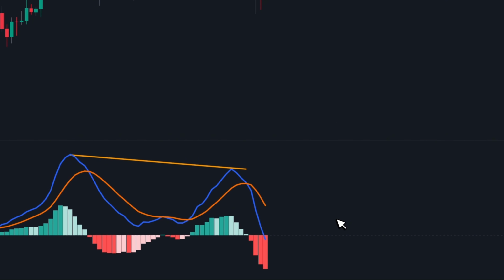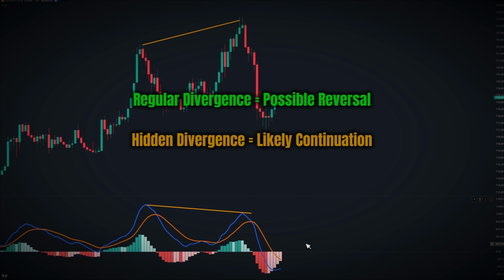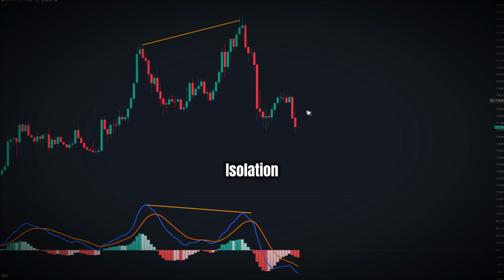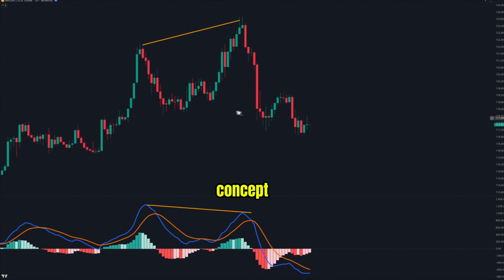So remember, regular divergence equals possible reversal. Hidden divergence equals likely continuation. Confirm with structure, respect the trend, and never trade divergence in isolation. I've seen traders base entire systems on this one concept. They don't chase every crossover or indicator signal. They just wait for clear divergence, combine it with price action, and take high probability trades with tight risk.